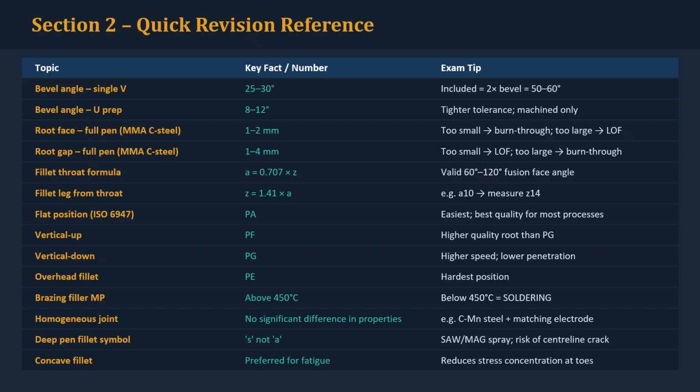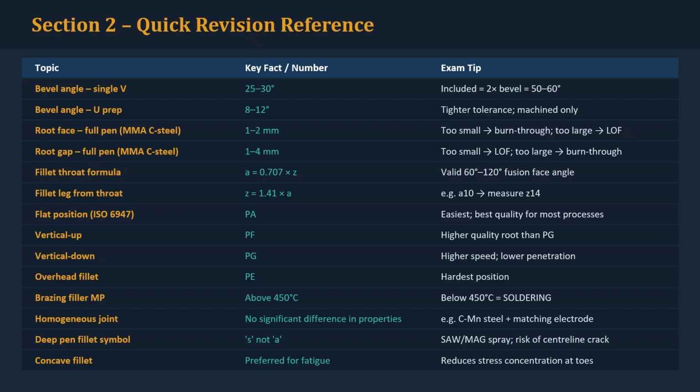The welding position codes must also be immediately recognizable. PA is flat. PB is horizontal vertical. PC is horizontal. PF is vertical up. PG is vertical down. PE is overhead. PD is horizontal overhead. The brazing temperature criterion should also be remembered: above 450 degrees Celsius for brazing, while below 450 degrees Celsius corresponds to soldering.